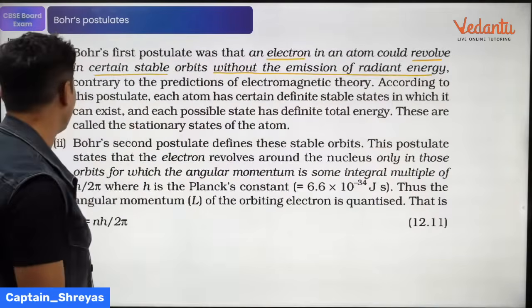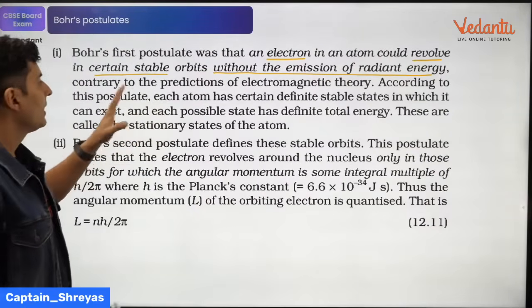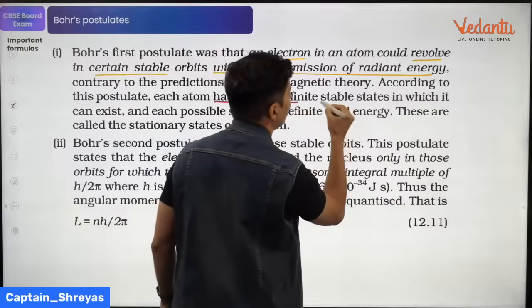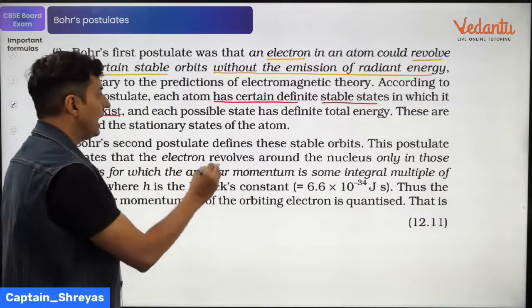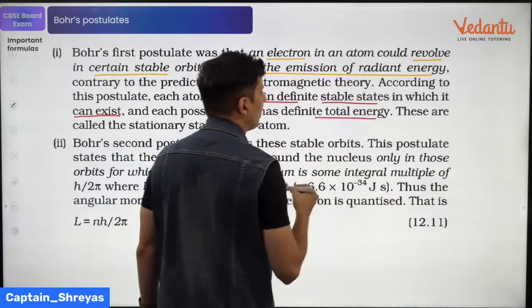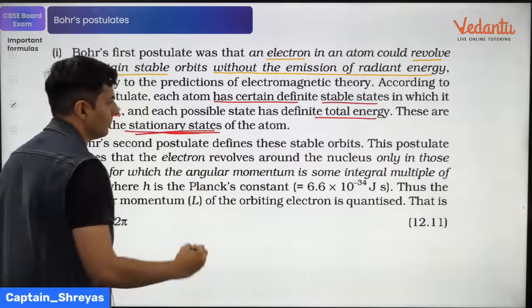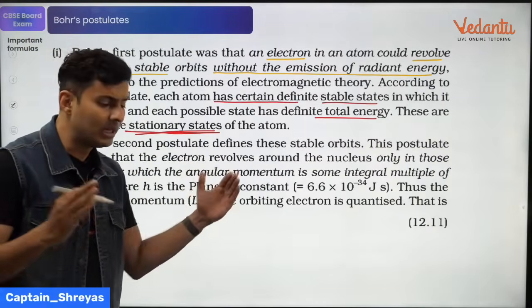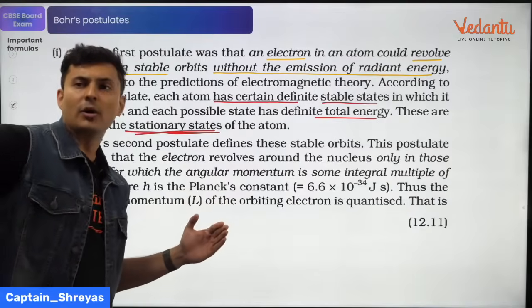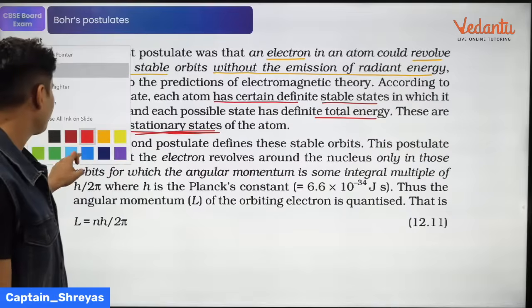Then the next important point that you should know is that each atom has definite stable states in which it can exist, and each state has a fixed amount of energy. These are called the stationary states of the atom. Only in certain states it can exist. It cannot be in between them. Either this or that or this, nothing in between. These are your quantum level phenomena.